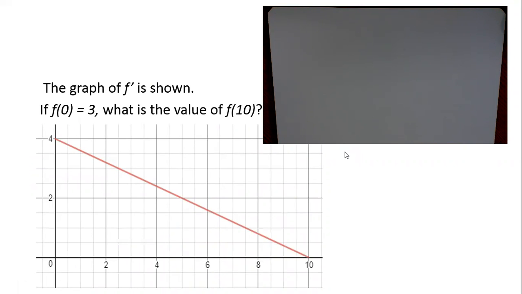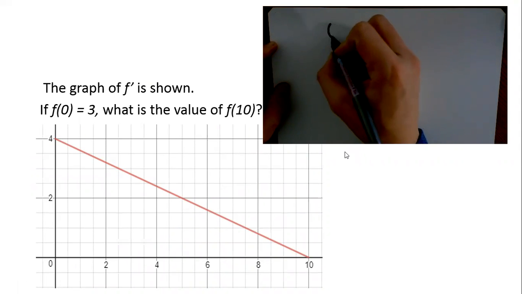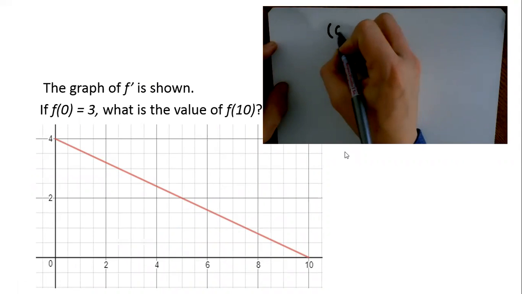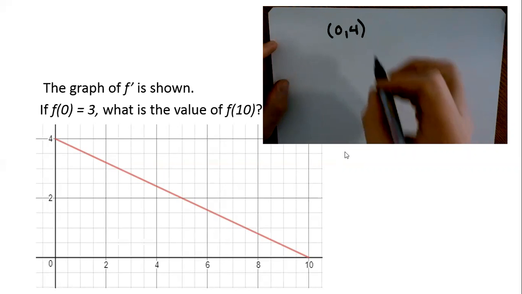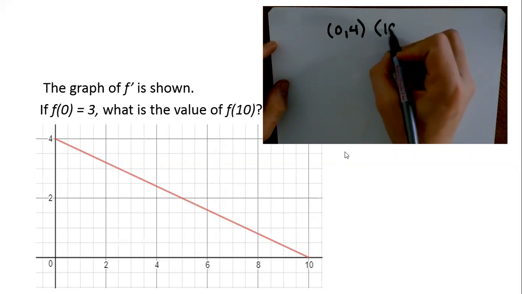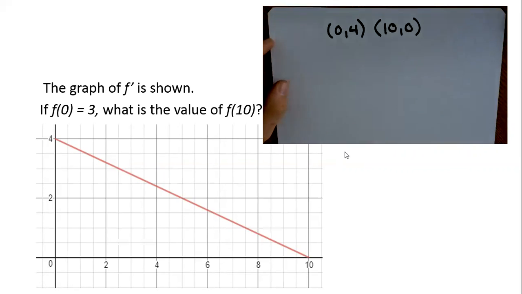So if we go back to our Algebra 1 days, we have a line, we can pick 2 points, we can find the slope, and then from there we can create the equation of a line to actually go through and integrate. So the points I'm going to pick are just the intercepts. The first intercept I'm going to use is (0, 4), my y-intercept. And then the x-intercept is (10, 0). So just to keep the points easy, we'll use the intercepts.